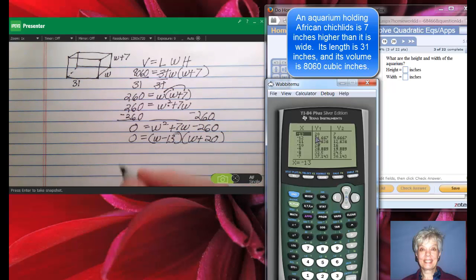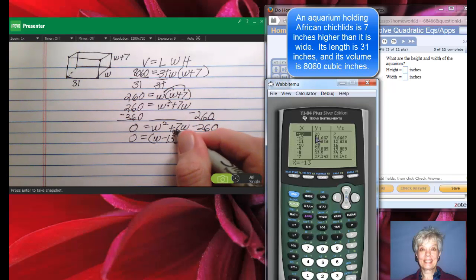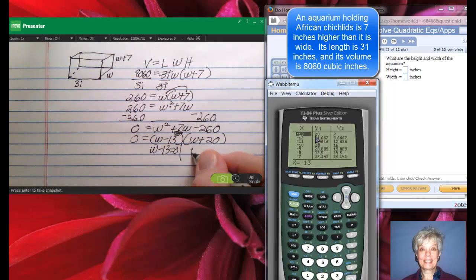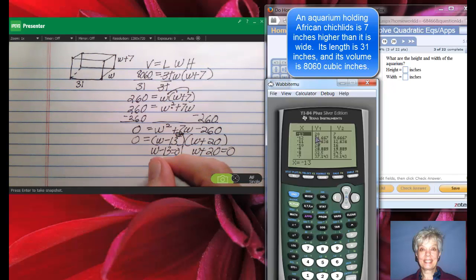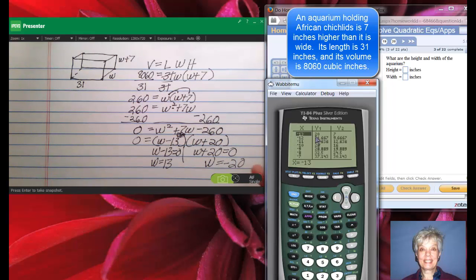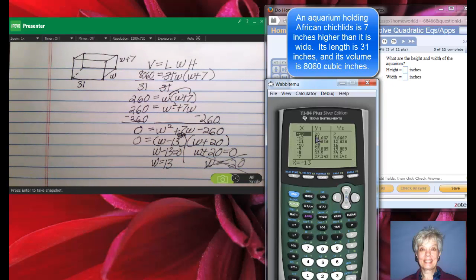That looks kind of like a 15. Better be careful there. This is a 13. Okay, I am going to set each factor equal to 0. Solve each of these little equations. I'll have W equals 13, W equals negative 20. Again, there is no such thing in our number system, in our reality, as a negative dimension. So I'm going to mark that out and go with W equals 13.